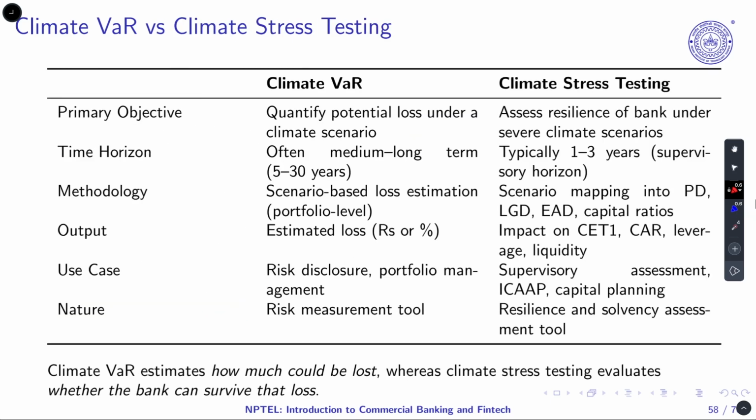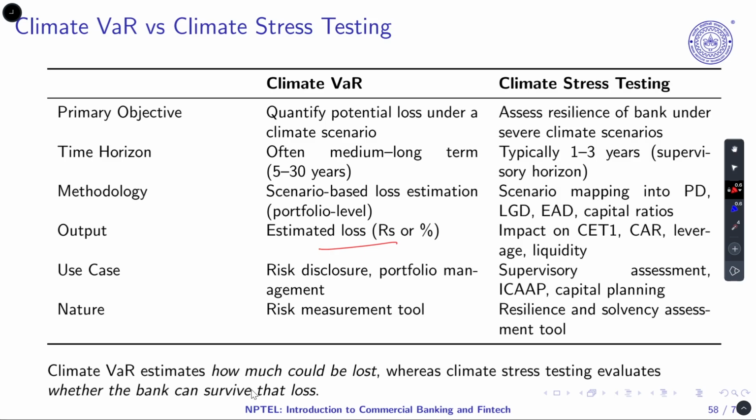The primary objective is that it quantifies the potential loss under a climate scenario. The time horizon is medium to long term, 5 to 30 years, and then the methodology that we calculate. It may not be possible in this particular session to cover everything, but I am just giving you the idea so that you can easily touch upon it. The estimated loss has to be in terms of rupees or in percentage. These are the comparisons that you can see easily.